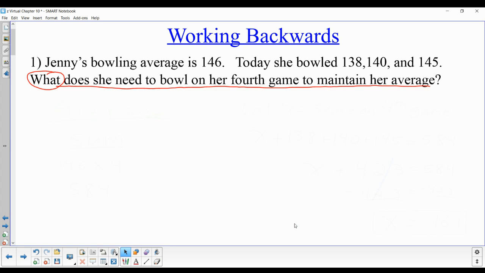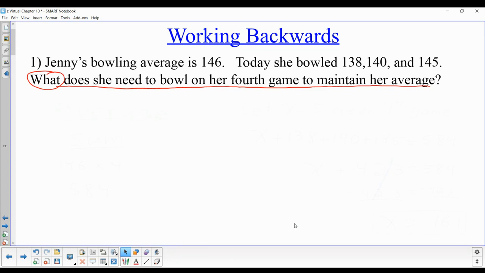In this video, we're going to go over finding a missing piece of data when they give you the mean or the average. So Jenny's bowling average is 146. Today she bowled 138, 140, and 145. What does she need to bowl in her fourth game to maintain her average?